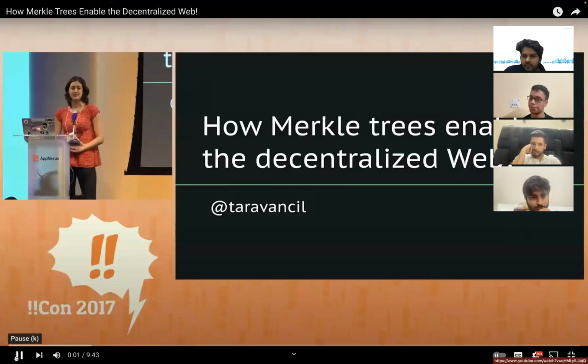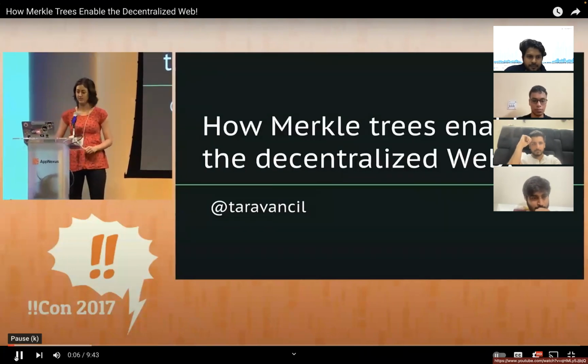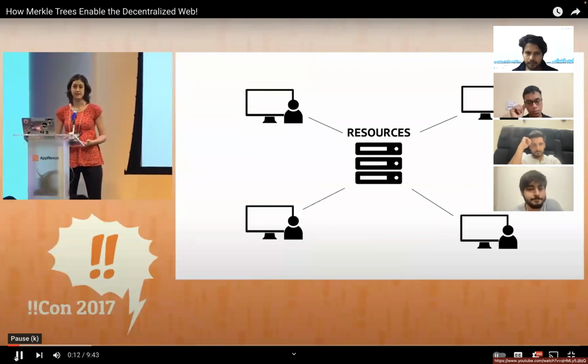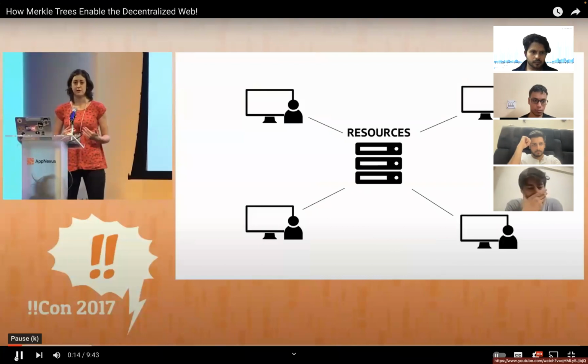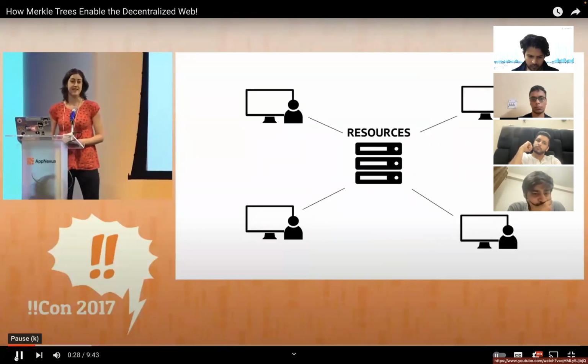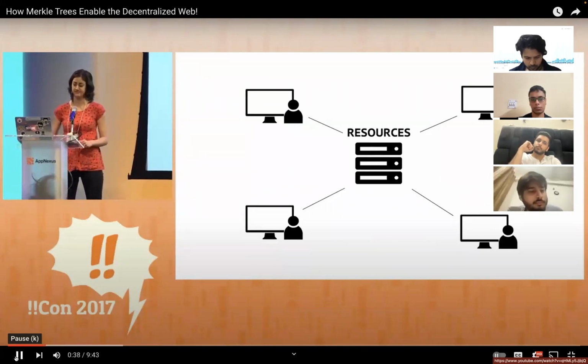Hi, my name is Tara Vansel, and I'm going to tell you about Merkle trees and how they enable the decentralized web. I want to start out by talking about two centralizing forces that affect how the web works. The first is what we'll call the server problem. If you want to upload files to the web, you need to have a server, but most of us don't have servers lying around, and they're also sort of burdensome to manage. So typically we choose the more convenient option, which is a hosting service like YouTube or Medium. This is convenient, but it results in a lot of web content being concentrated on the infrastructure of a handful of providers.